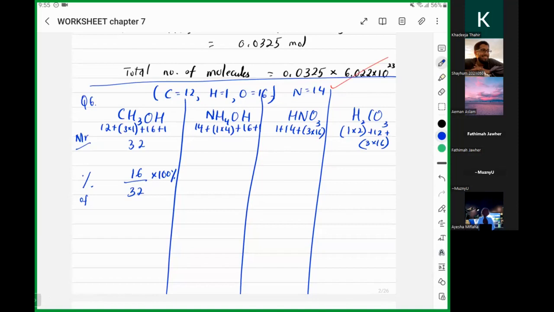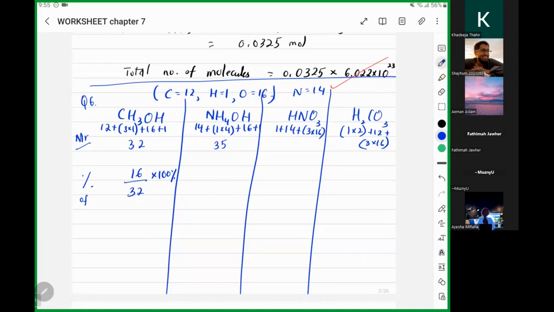What's NH4OH? 14 plus 4, 18. 18 plus 1, 19. 35. Okay, 35 is the answer. If anybody got it different, tell me. 18, 19, 29... 35, correct. So the next one will be 15.